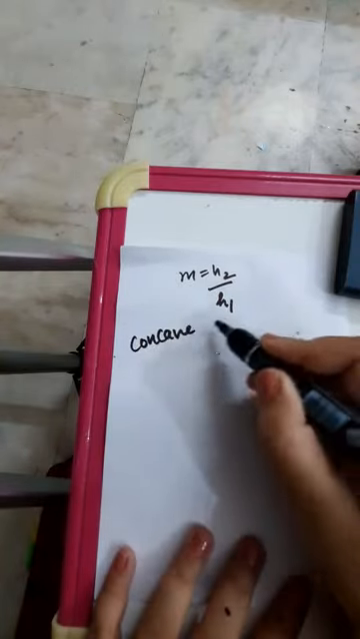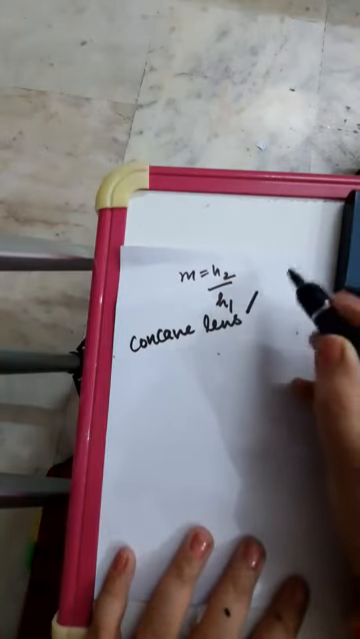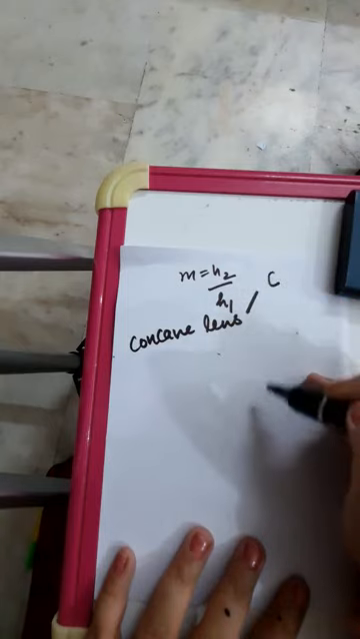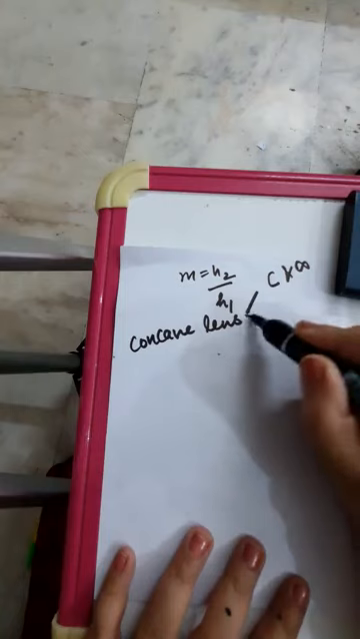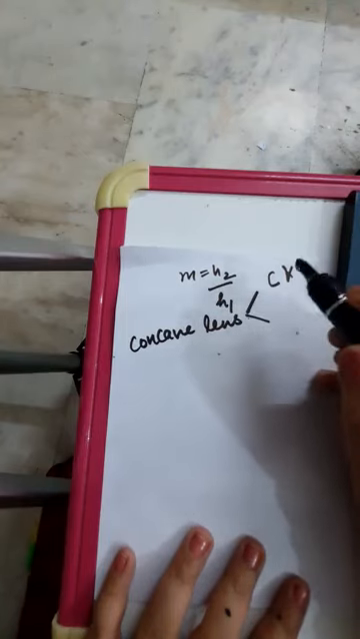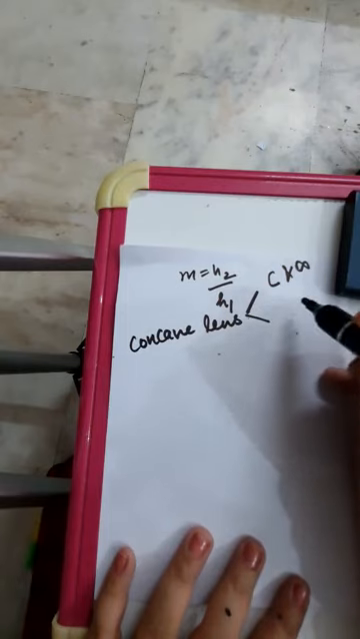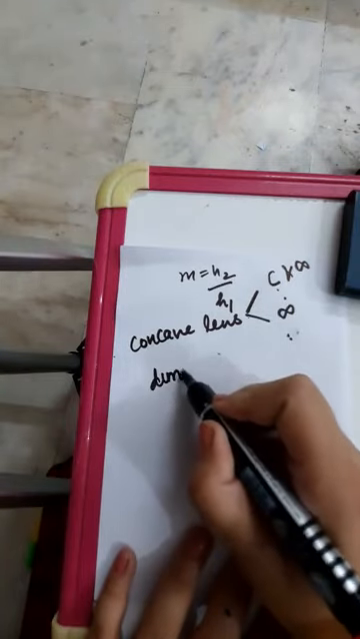See, for concave lens, I discussed two cases. Case number 1, when the object was lying anywhere between optical center and infinity. Case number 2, when the object was coming from infinity. The light rays were coming from infinity. So these were the two cases that were discussed with you. So in both those cases, the image formed was a diminished image.